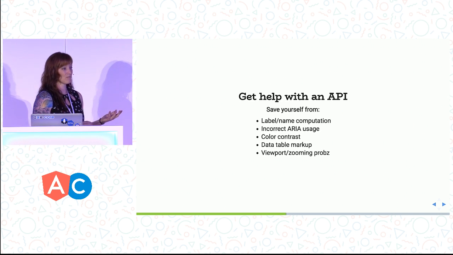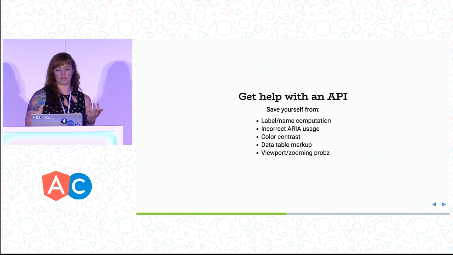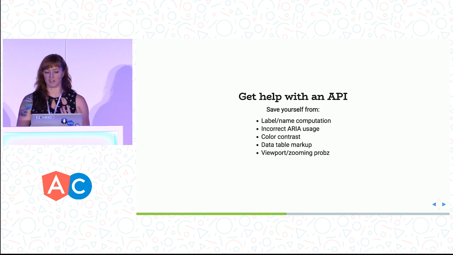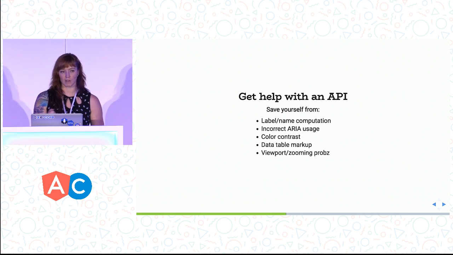And you might want to get help from an API. There's a lot of boilerplate tests that you would find yourself writing over and over for things like color contrast and label computation, where if you got help from an accessibility API, you wouldn't have to write all that boilerplate. And you can use this library to help you get up and running fast.